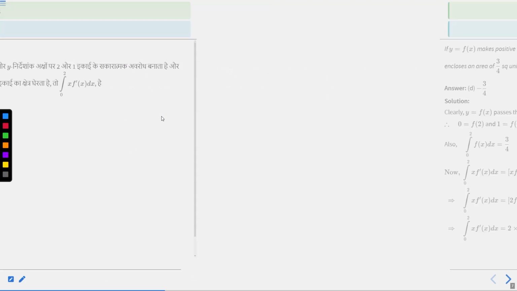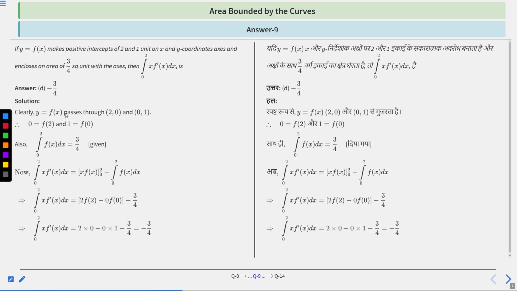Okay, let's move to the solution part C. Clearly, y equal to f(x) passes through (2, 0) and (0, 2), because it is making intercepts of 2 and 1 unit on the x and y axis, right? Therefore, 0 = f(2) and 1 = f(0). Also, the integral of f(x) dx from 0 to 2 is 3/4, given.